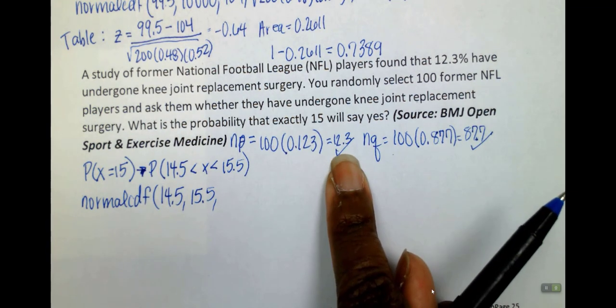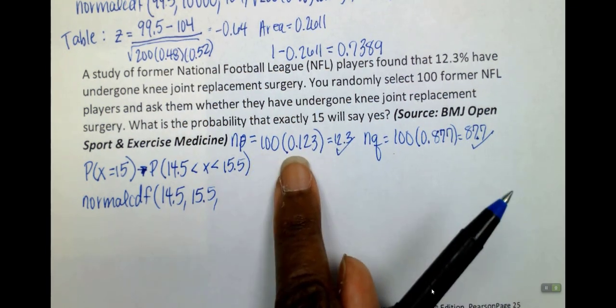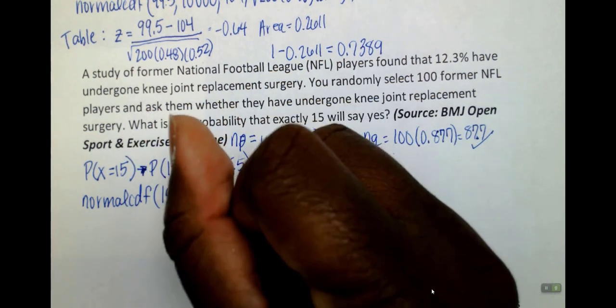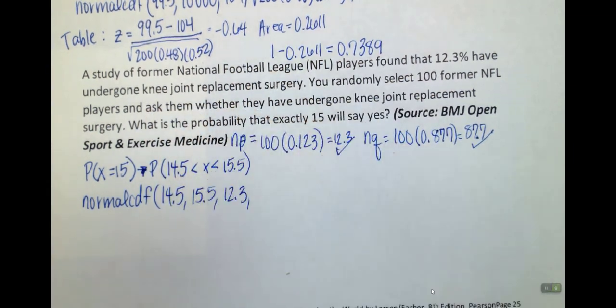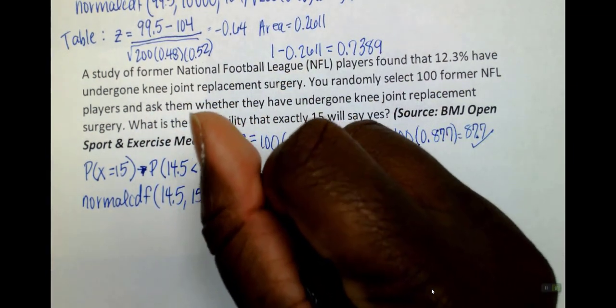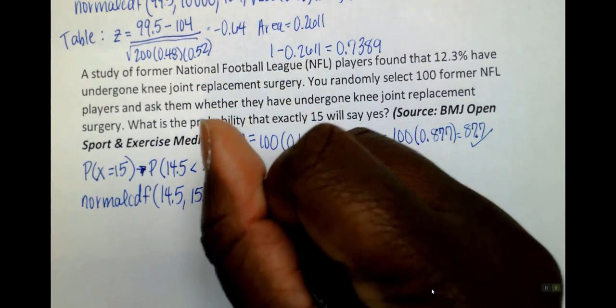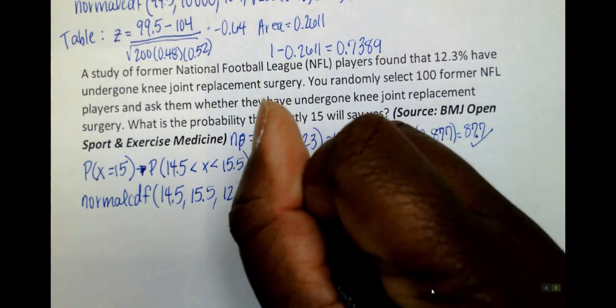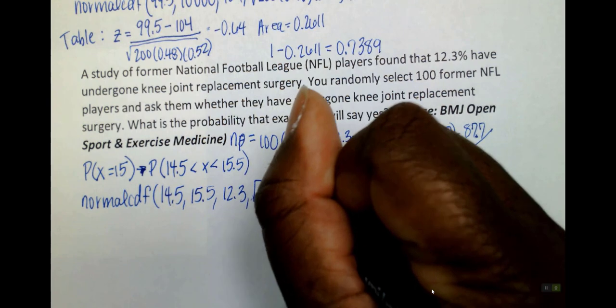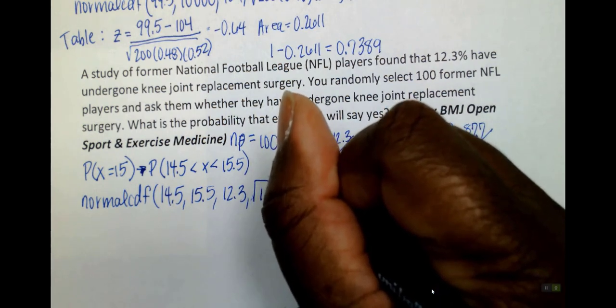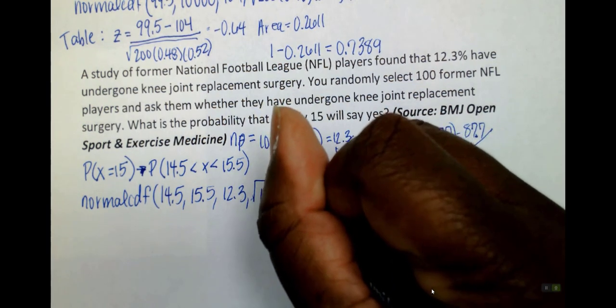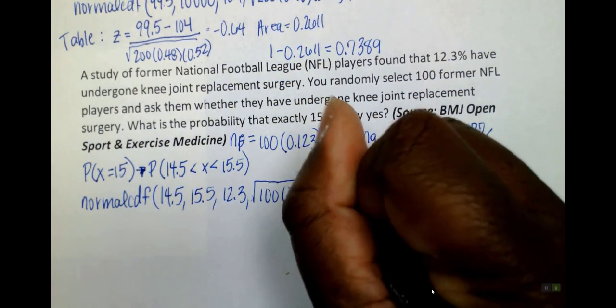Then N times P, or 12.3. And then our standard deviation. So square root of 100 times P times Q.